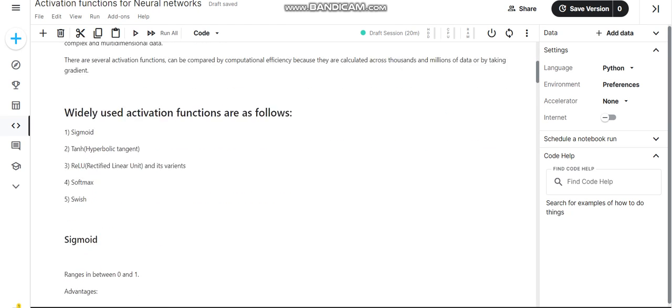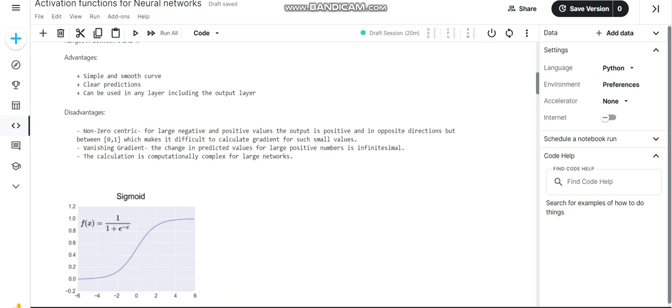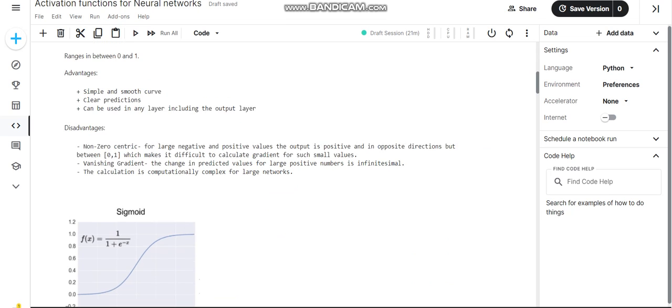Let us look into the sigmoid function at first. What is the sigmoid function? It is basically an S-shaped curve, the function of which is f of x is 1 by 1 plus e to the power minus x. It ranges from 0 to 1.